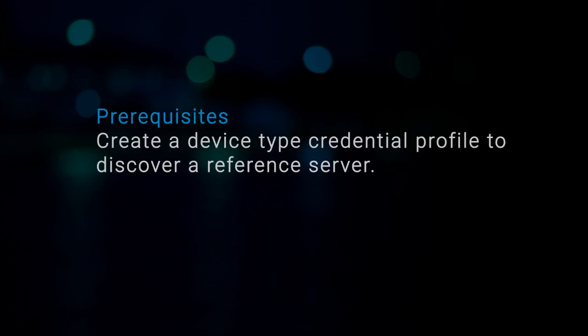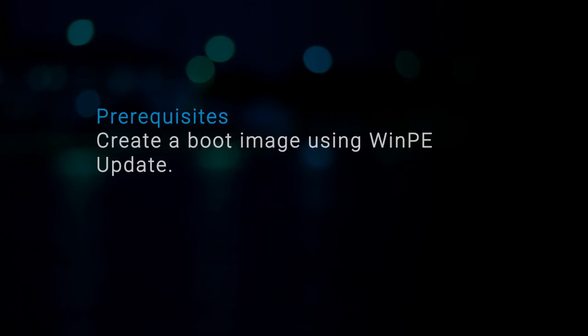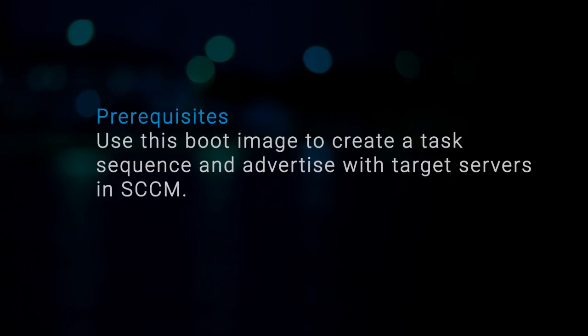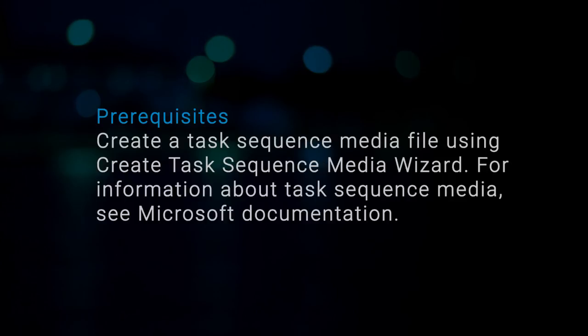Before creating an operational template, ensure to create a device type credential profile to discover a reference server. Discover a reference server. Create a boot image using WinPE update. Use this boot image to create a task sequence and advertise with target servers in SCCM. Create a task sequence media file using Create Task Sequence Media Wizard. For information about task sequence media, see the Microsoft documentation.